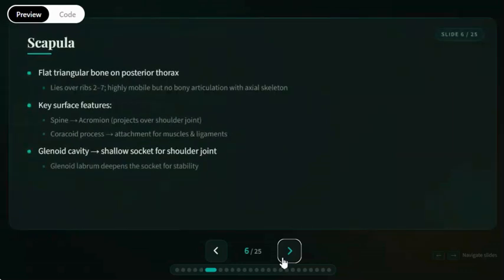5. Scapula. The scapula is a flat, triangular bone located on the posterior thoracic wall. It has several important features: spine, acromion, coracoid process, glenoid cavity. The glenoid cavity forms the socket of the shoulder joint, articulating with the head of the humerus.